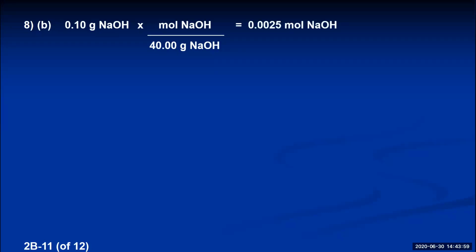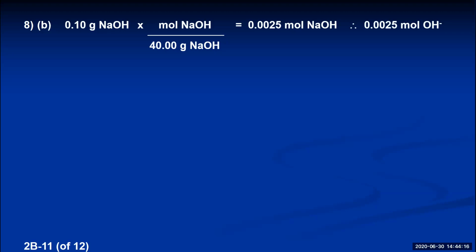And if you write that equality statement as a fraction with the 40.00 grams on the bottom and the 1 mole on the top, you're going to cancel out the grams and you'll calculate how many moles of sodium hydroxide are being added to this buffer, which is 0.0025. And when it's added, the sodium hydroxide will then dissociate completely, and so you'll have 0.0025 moles of hydroxide ions.